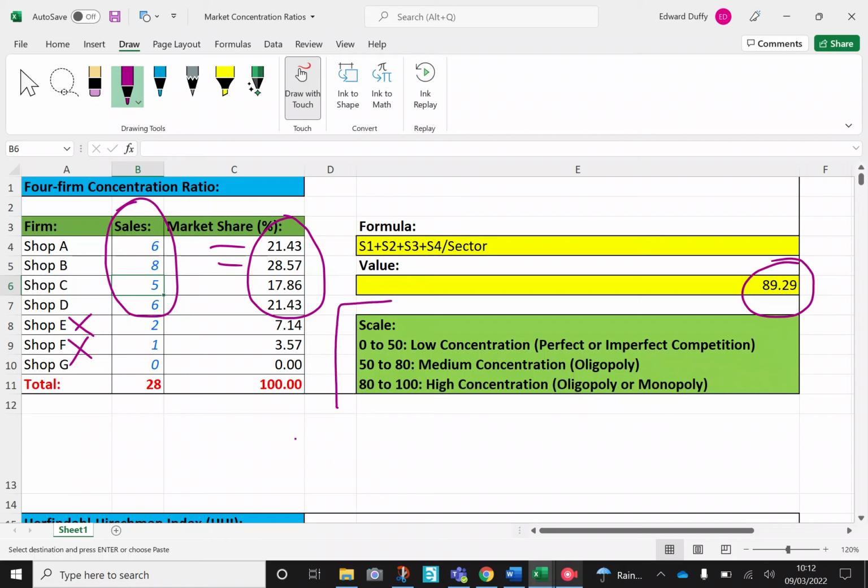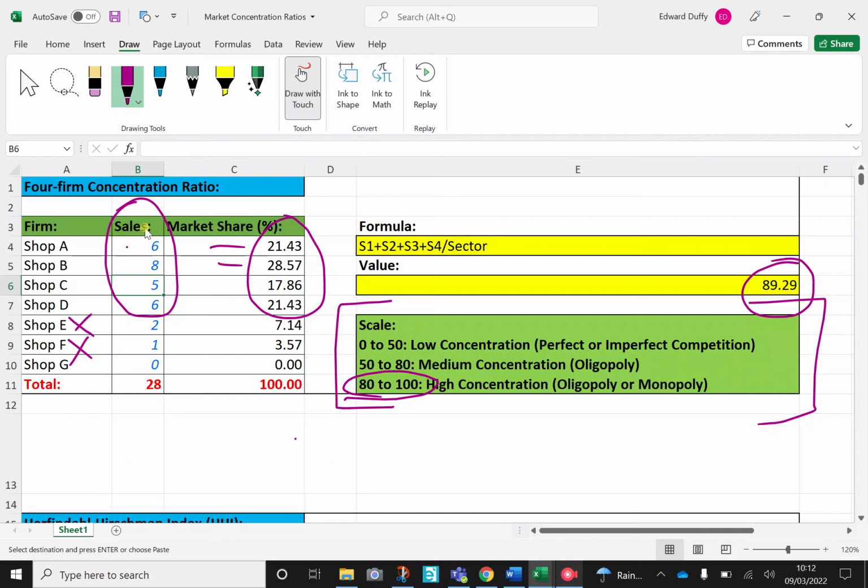Well, there's a scale attached to the 4 firm ratio, and it tells us that if your answer is where ours is there in that range of 80 to 100, that's considered high concentration and very likely to be oligopoly or monopoly. And we can see here that it's not monopoly because there are 4 different shops here. But the 89% answer could have been achieved through just one shop. So you would get the exact same answer, but with just one shop.